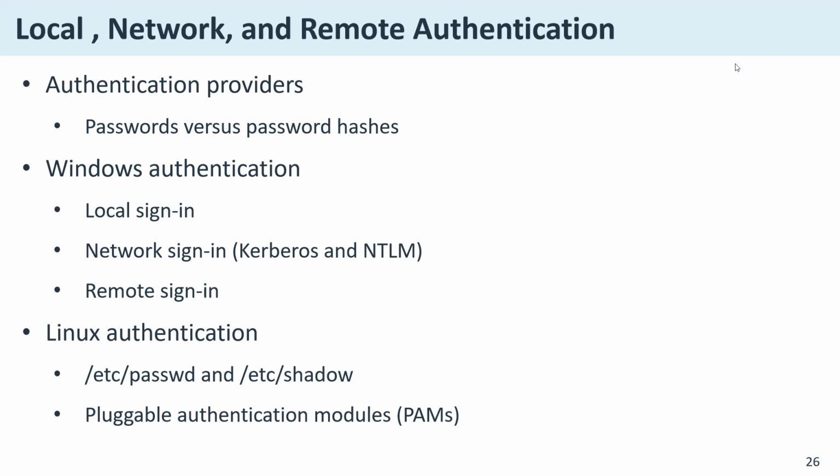Then you should be conversant, for example, that Windows has different types of authentication systems. So you have the local sign-in, which is the old regular sign-in that has already been there. Then you have the network sign-in, which is Kerberos and NTLM. And also we have remote sign-in. Then for Linux, there are two options, PAM and the /etc/passwd system. So for the exam, understand these differences as you prepare for the certification exams.